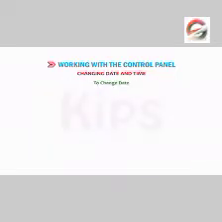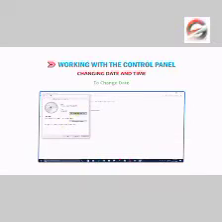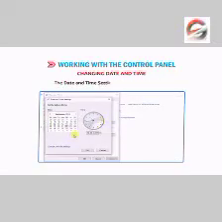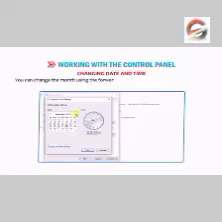First, let us find out how to change the date. Click on the Change Date and Time button. The Date and Time settings dialog box will appear. Select the current day in the displayed calendar. You can change the month using the forward or backward arrow buttons present on the calendar.